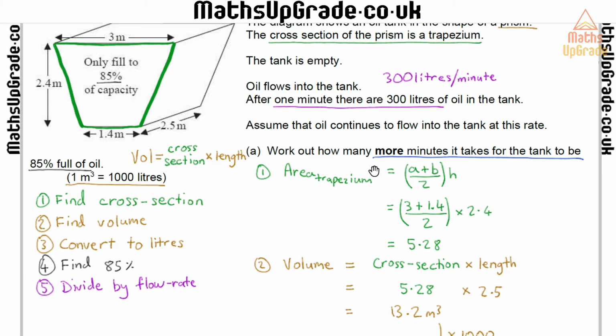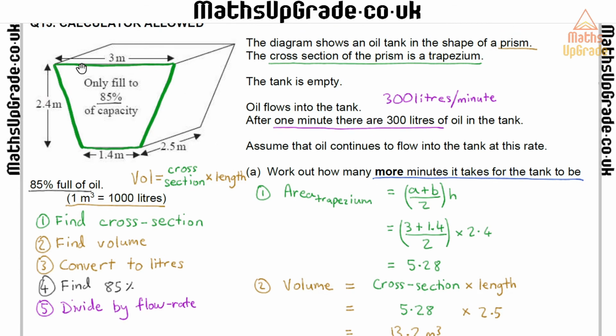So first of all, let's find the area of this cross section. So the area of a trapezium is the sum of the parallel sides divided by 2 to find the average, and multiplied by the distance between them, that perpendicular distance here. So the two parallel sides are 3 and 1.4, so add those together, half the answer to find the mean of them, and then multiplied by the distance between them, 2.4. That gives me 5.28 with the calculator. So that's the area of that cross section.